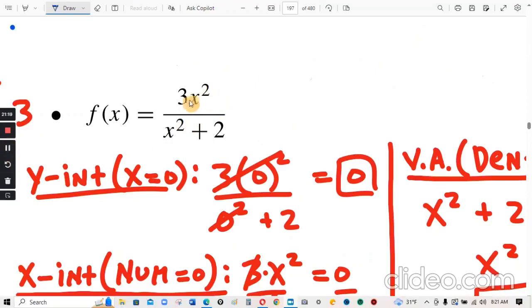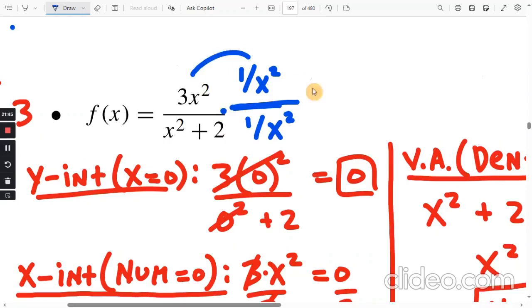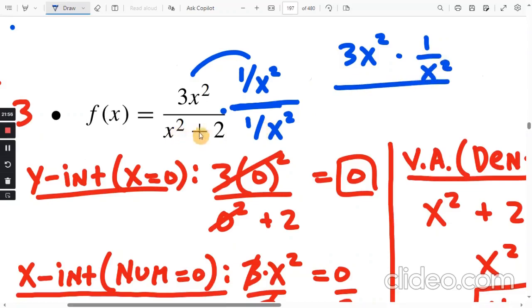If you take this function, and I want to get rid of the x squared, I'm going to multiply the top by 1 over x squared, and I'm going to multiply the bottom by 1 over x squared. I am multiplying by the same thing divided by itself. So in the numerator, we have 3x squared times 1 over x squared. And in the denominator, we have x squared plus 2 times 1 over x squared.